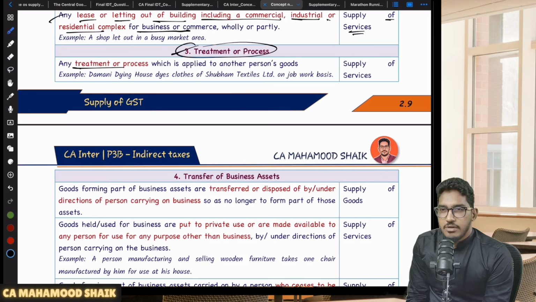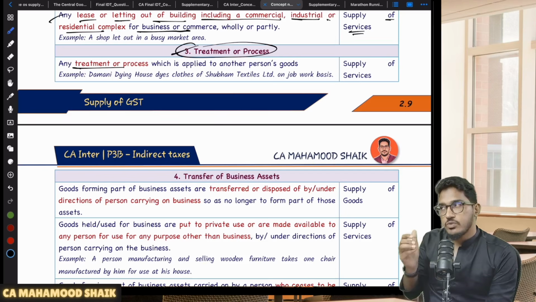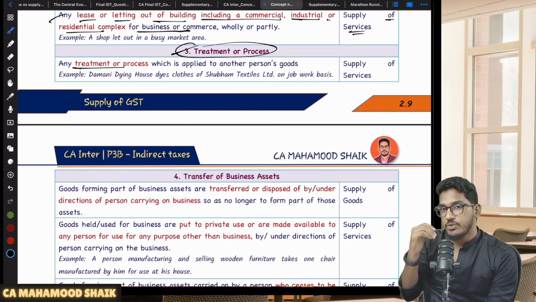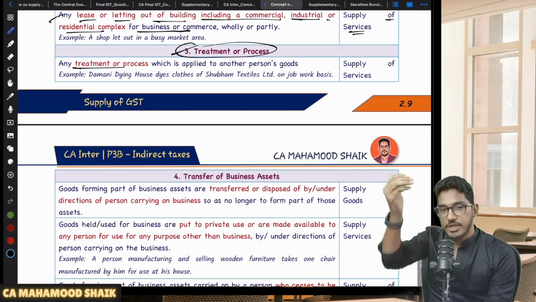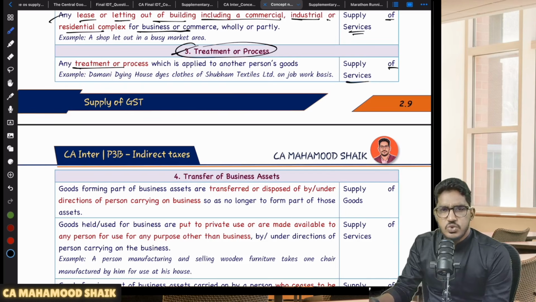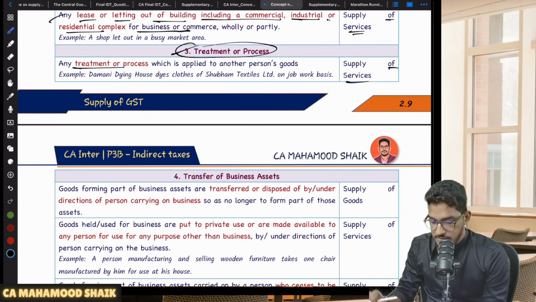Let us say I'm a person who is into the printing industry, into the business of cloth printing. One manufacturer of shirts sends me a piece of cloth. On that piece of cloth, I'm required to do some printing and send it back. So I'm doing some treatment or process on goods belonging to another person. I'm doing a job work kind of activity where I'm performing some process on goods belonging to others. So they asked us to always treat it as supply of services. So job work will always be treated as supply of services.